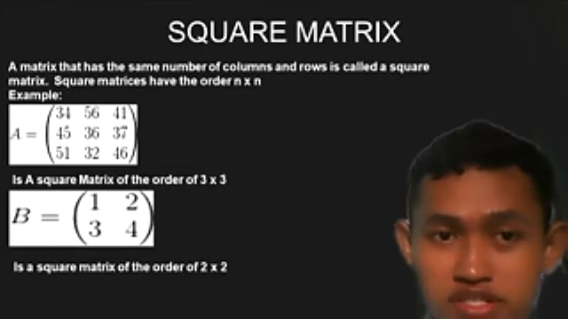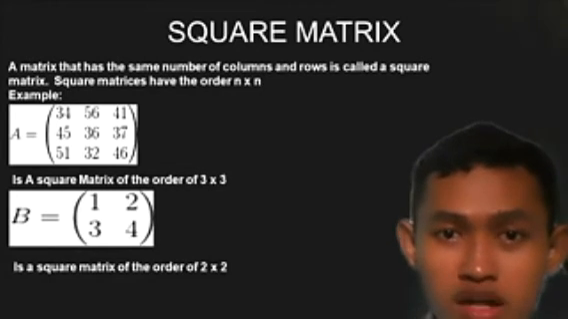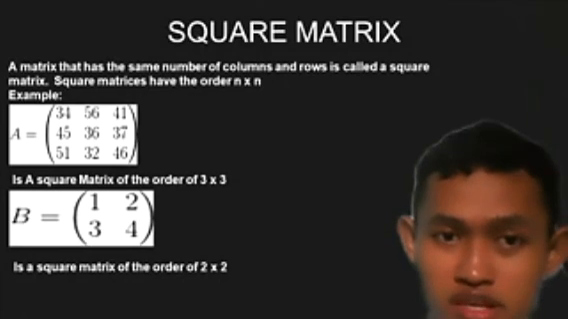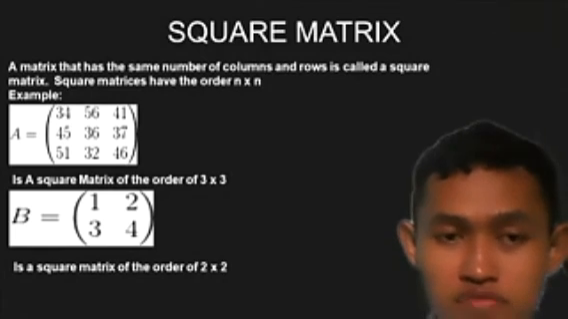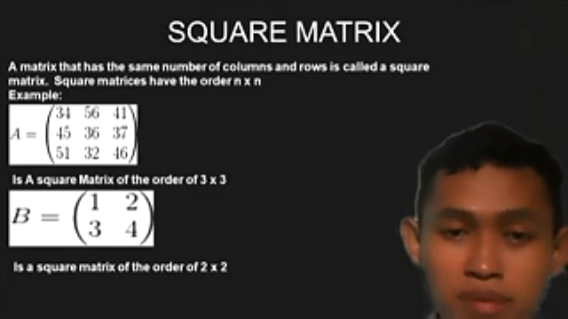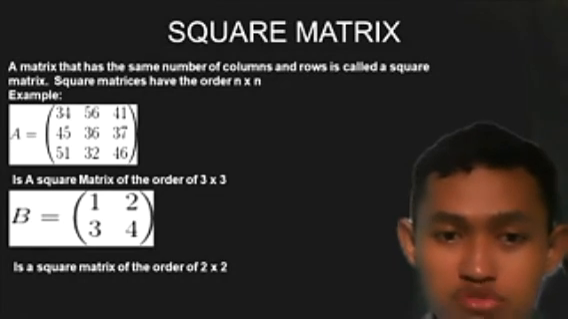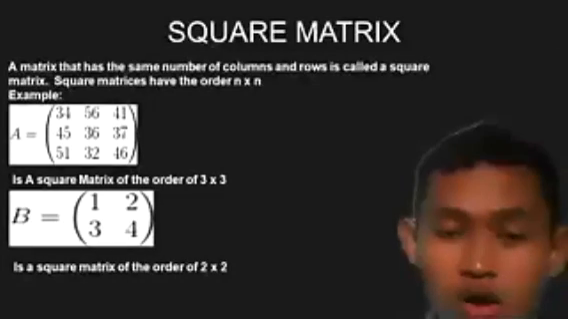The last one is square matrix. A matrix that has the same number of columns and rows is called a square matrix. Square matrices have the order n times n. For example, the matrix A with the elements 34, 56, 41, 45, 36, 37, 51, 32, and 46 is a square matrix of the order 3 times 3. And the matrix B with the elements 1, 2, 3, 4 is a square matrix of the order 2 times 2. Okay, that's all my explanation about matrix.